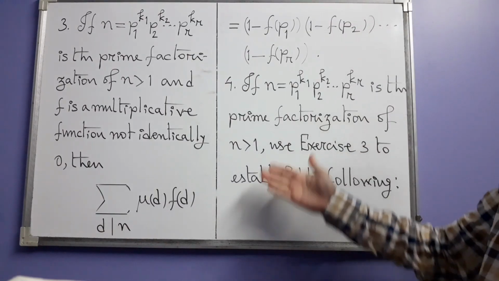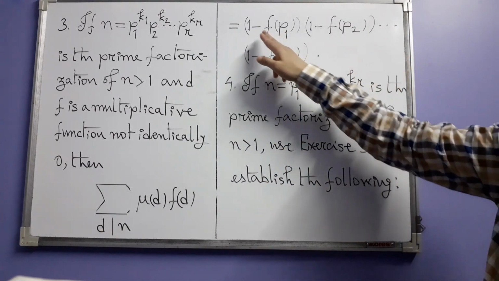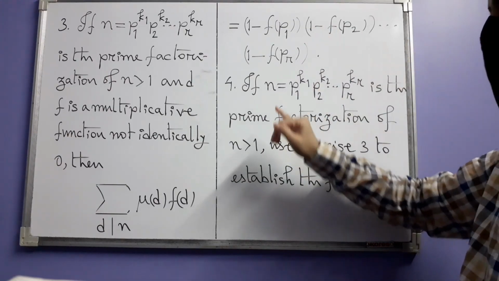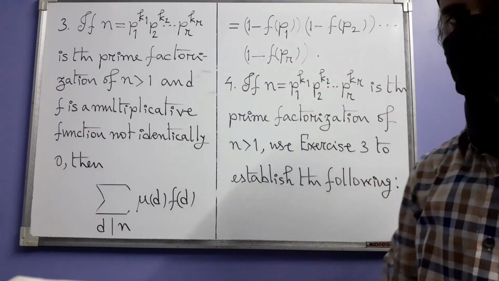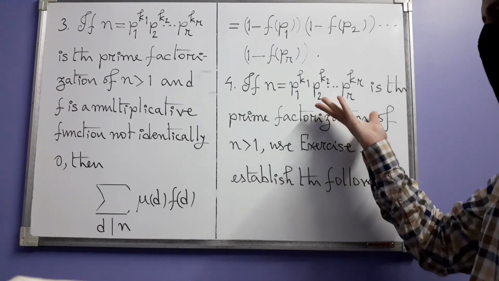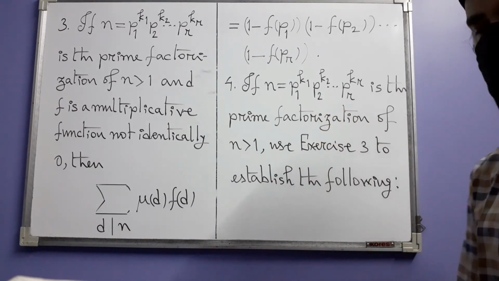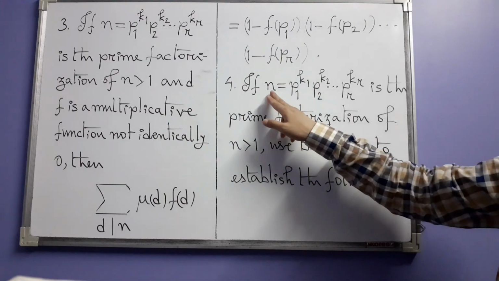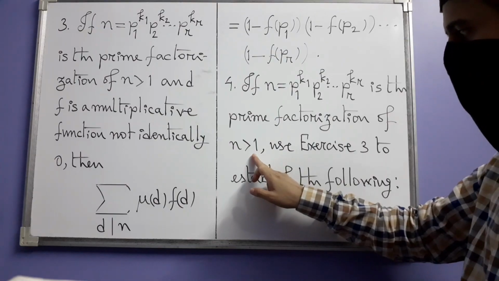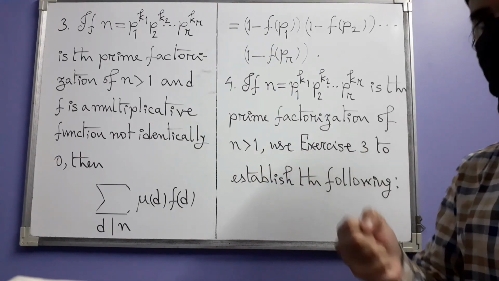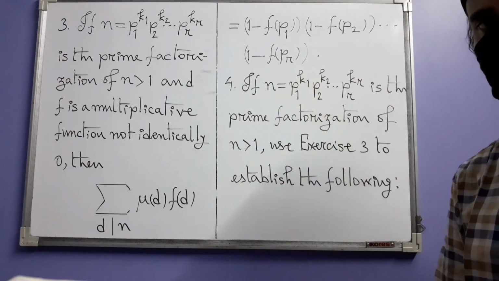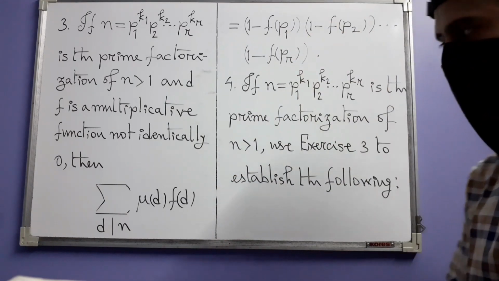Then this sum is equal to this product: 1 minus f of p1 times 1 minus f of p2, like that the terms go, and the final one is 1 minus f of pr. And we are going to use this result to solve this fourth one. In the fourth one also we see the prime factorization of n, where n is a positive integer greater than 1. And there are some parts, and we have to establish each part using this fact. So let us now see what the parts are.